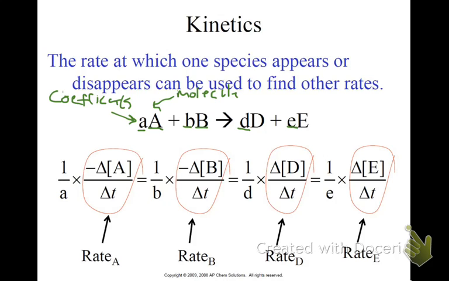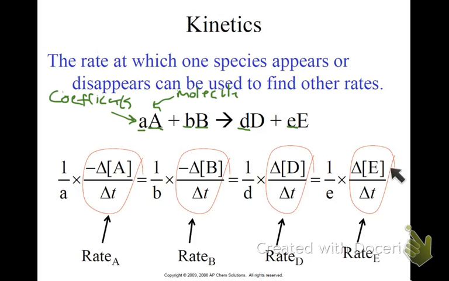And this just shows us that they're going to change by different rates. They're going to have different factors because of those different balancing coefficients. So since more or less of B might be required than A, that means it's going to disappear at a different rate than A. Okay, and same thing with the appearance of D and E. We can look at the rate of D or the rate of E by multiplying it by the reciprocal of its balancing coefficient for either one.